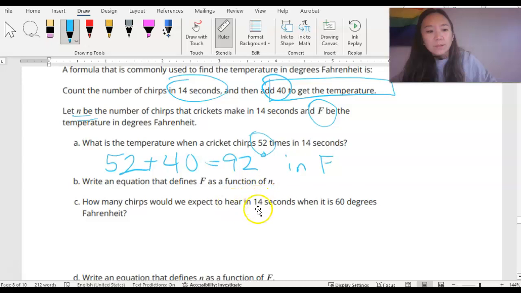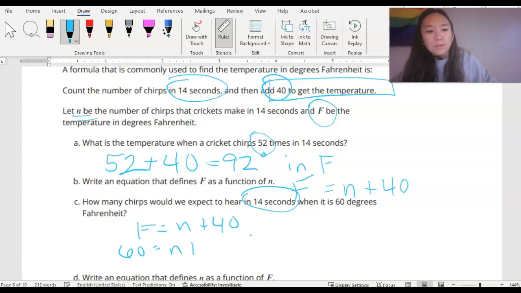Write an equation that defines f as a function of n. So the degrees equal n plus 40. And then how many chirps should we expect to hear in 14 seconds? Again, we're just talking about this 14 seconds when it is 60 degrees Fahrenheit. And so this would be the opposite. We have Fahrenheit equals n plus 40. So this would be 60 equals n plus 40. And that means n equals 20. So 20 times.